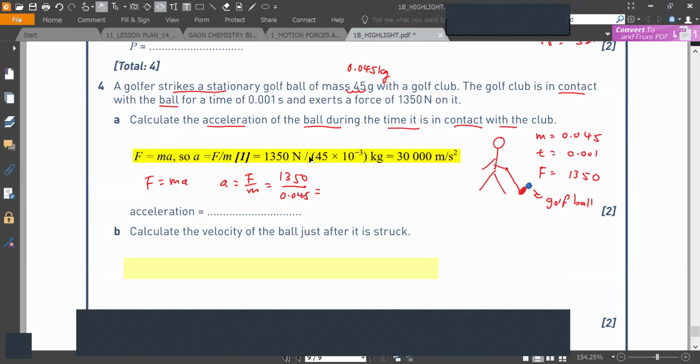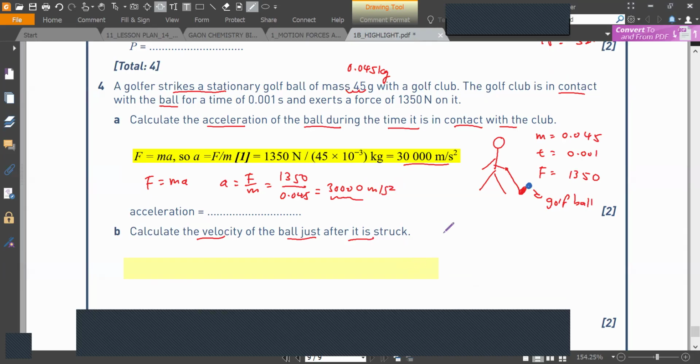That will give us 30,000 meter per second squared. So it seems like it's not so much the force, but actually the acceleration can be a lot. Next, calculate the velocity of the ball just after it is struck.